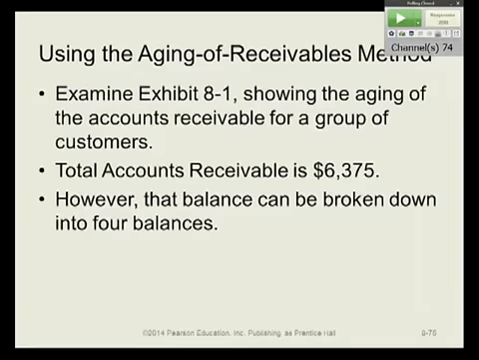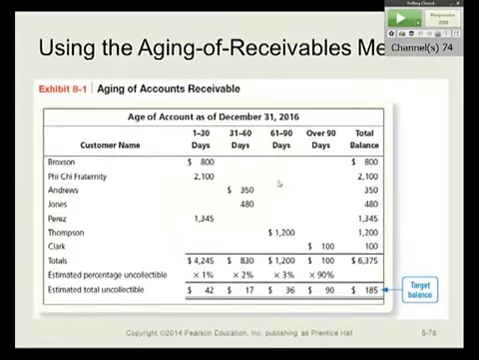Rather than taking a flat percentage against the total accounts receivable, you provide percentages based on the age of the receivables. The newer the receivable, the less likely it is that it's going to be uncollectible. So you take 1%, but for the old receivables, like the over 90 days, I'm going to take 90% of that and say that's what I need in the allowance account.